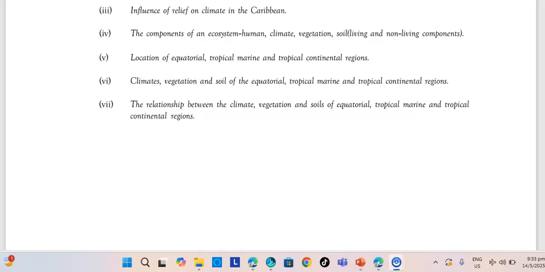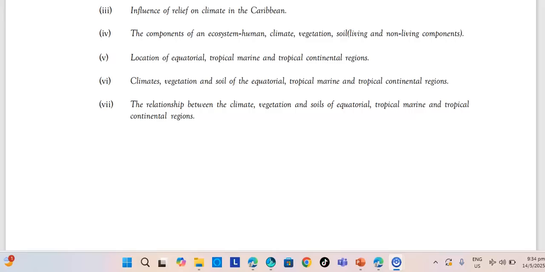The simple explanation of the locations of the equatorial, tropical marine, and tropical continental regions. Now, the equatorial regions are found near the equator. Equatorial comes from the word equator, that's 0 degrees latitude. They include countries like Brazil, Congo, and Indonesia. At the equatorial region, it is usually hot and rainy all year with thick rain forests.